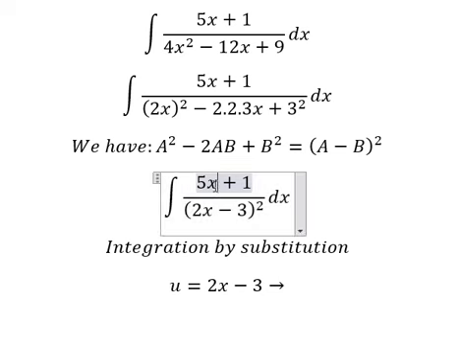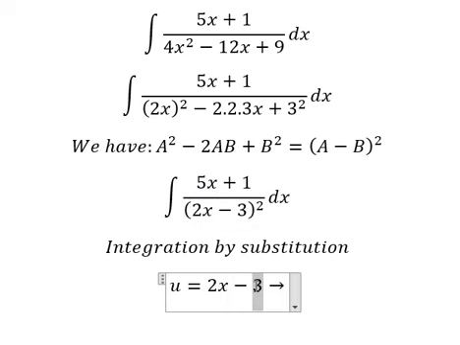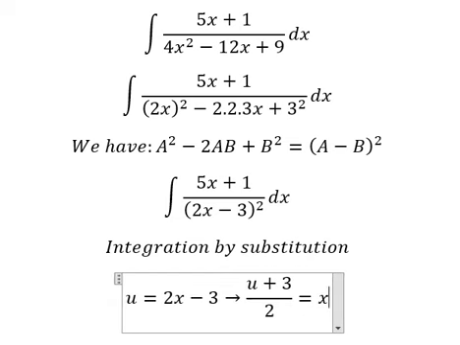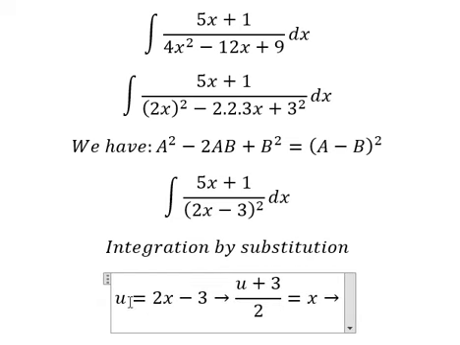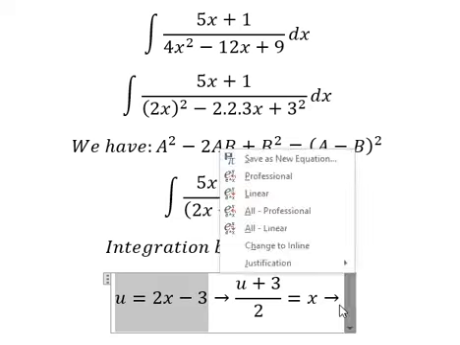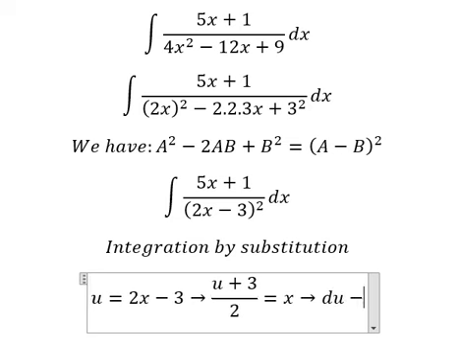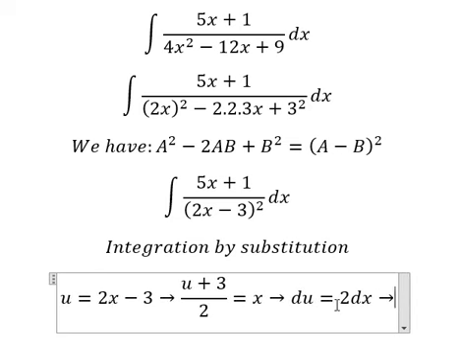Because we have x, that means we need to find the value of x. So I will put negative number 3 go to the left, and we divide both sides by number 2. Next, we need to do first the derivative of this one, and we have du equals to number 2 dx. Because we don't have number 2 in here, we need to divide both sides by number 2.